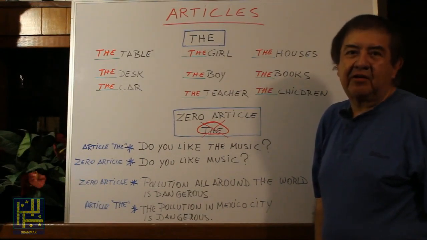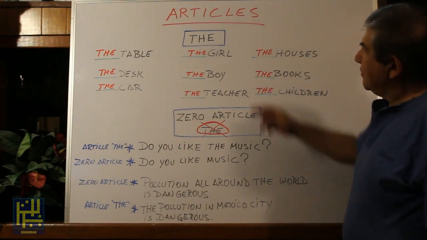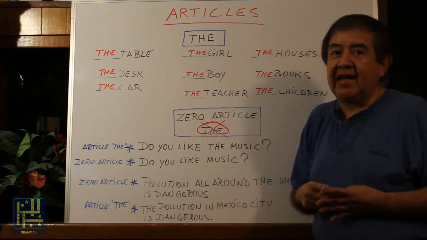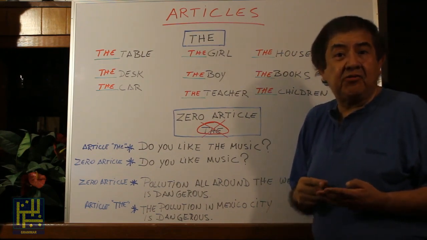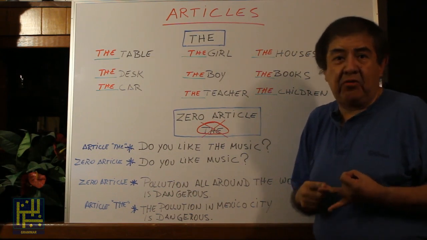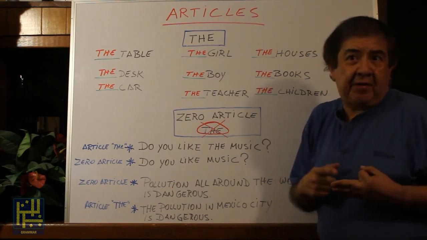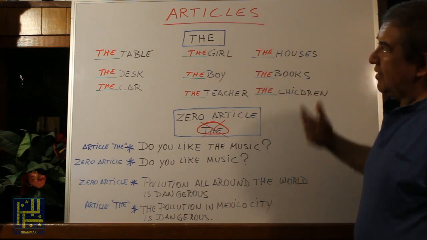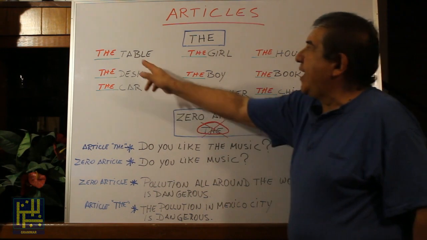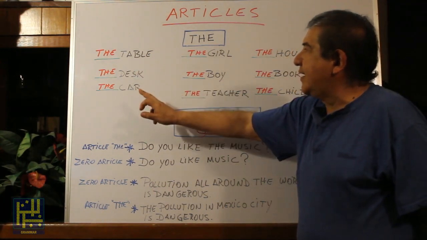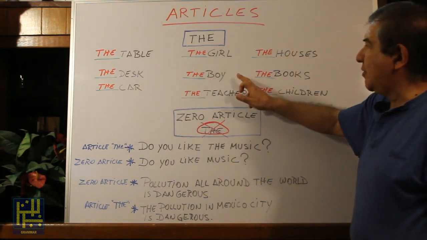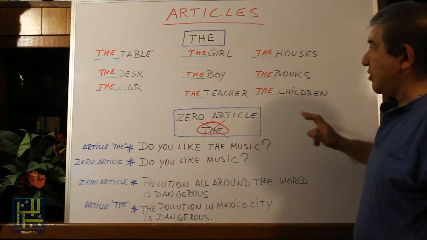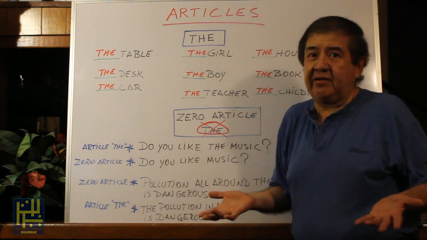Now, let's talk about the article the. The article the in Spanish means el, la, los, las. That is, it is used for singular nouns, plural nouns, for feminine or masculine nouns. Okay? So, as it is used in general, we can say the table, the desk, the car, the girl, the boy, the teacher, the houses, the books, the children. Singular or plural, it doesn't matter.